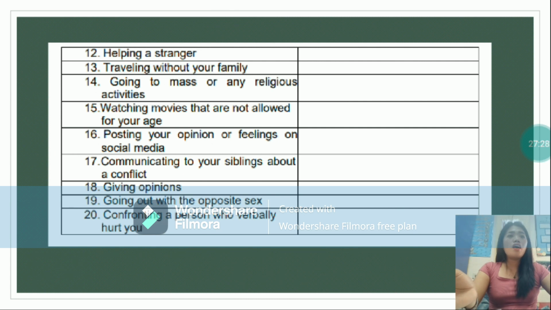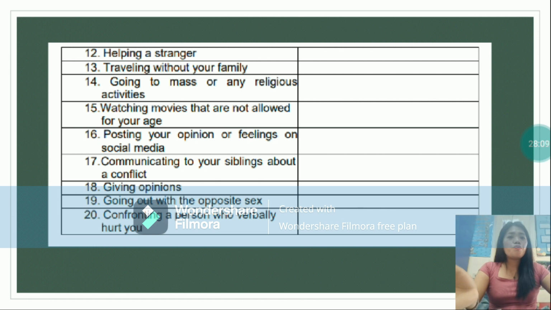Number 12, helping a stranger. 13, traveling without your family. 14, going to mass or any religious activities. 15, watching movies that are not allowed for your age. 16, posting your opinion or feelings on social media. 17, communicating to your siblings about a conflict. 18, giving opinions. 19, going out with the opposite sex. 20, confronting a person who verbally hurt you.